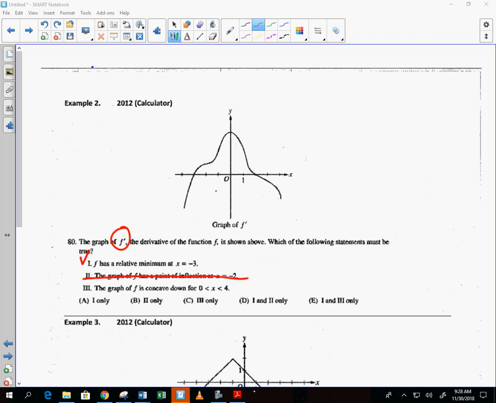Now, if you thought that this was the graph of just F, yes, it looks like it changes from concave down to concave up right there. So if you thought that it was F, it does look like it has inflection. But in fact, it does not. Graph of F is concave down from 0 to 4. Well, that would require F double prime to be less than 0. F double prime will be the slope of the tangent lines. Are those all negative? Yes, so that one is true as well. So E is your correct answer.